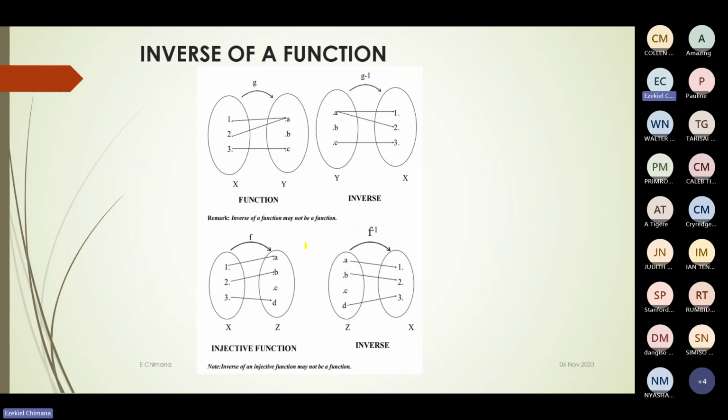That's what we call the inverse. So for this function, if you have 1 to a, 2 to a, and 3 to c, the inverse of it will be a pointing to 1 and 2. Whenever we have an a in our inverse, as domain, we are going to get 1 and 2, and then c is going to give us a 3. So this one will be the inverse of g. And you need to know that not all inverses are functions.